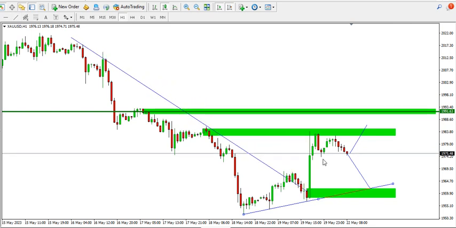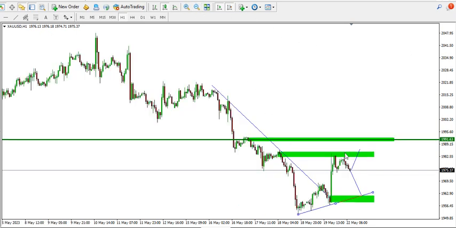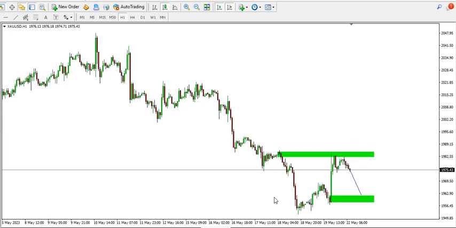But the overall trend on the 1-hour time frame is still bearish. We might see something like a bullish push to the top side, but if that fails, we will expect price to drop and the overall trend to continue, which is the bearish trend. That's that for the 1-hour time frame.